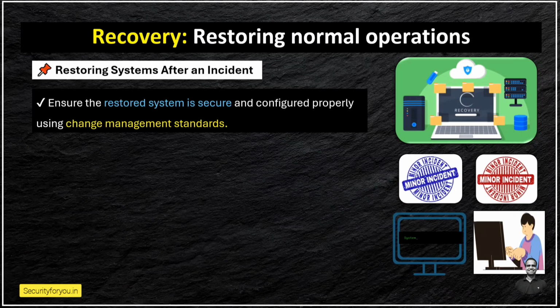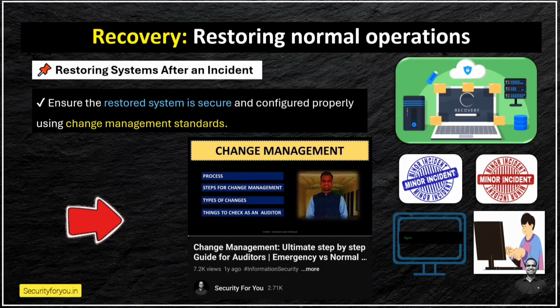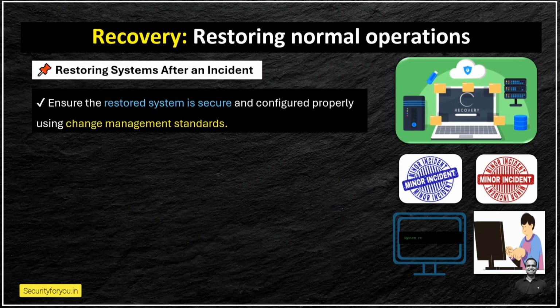When a compromised system is built from scratch, it's important to ensure it is configured properly and at least as secure as it was before the incident. If an organization has effective configuration management and change management standards, they provide the necessary documentation to ensure the rebuilt systems are configured properly. I have discussed change management in more detail in my earlier video, which you can go and watch for better understanding.